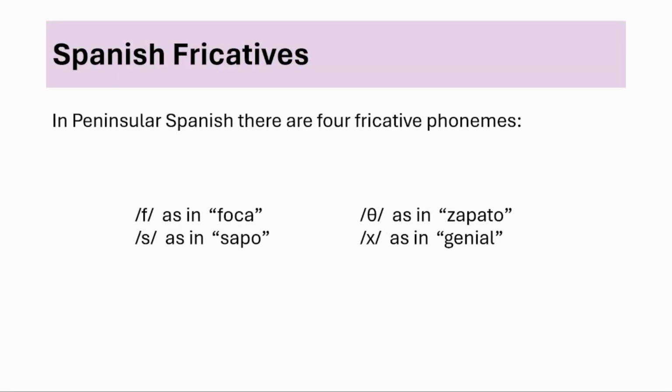Let's move to Spanish fricatives now. As you can see, in Spanish, I mean peninsular Spanish, not Rioplatense Spanish, there are four fricative phonemes, and they are the first sound in the words foca, sapo, zapato, genial.